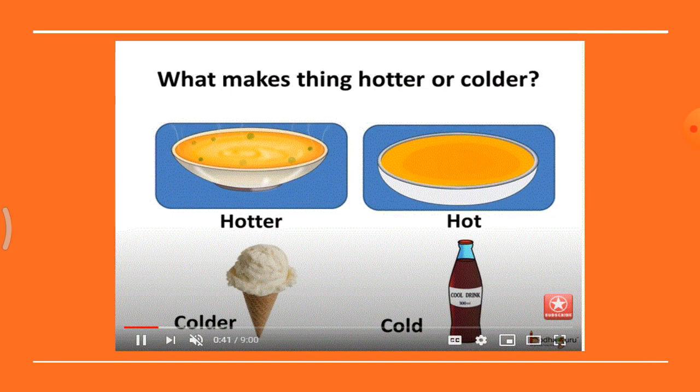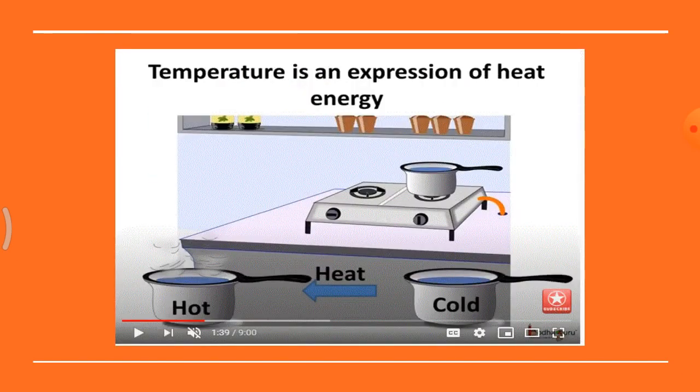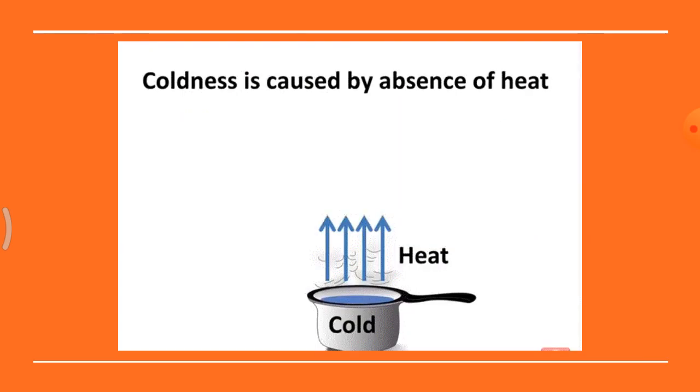Temperature is nothing but the degree of hotness or coldness of an object. When we supply heat energy to any object, the atoms in it get excited and start moving from one place to another. So by supplying heat, the object becomes hot, and by absence of heat, the object gets colder. By continuous supply of heat energy, the hotter objects become hotter. By removing the heat energy, the cold objects become colder. Temperature is an expression of heat energy. Coldness is caused by absence of heat.